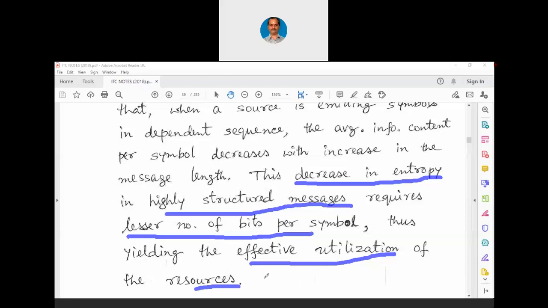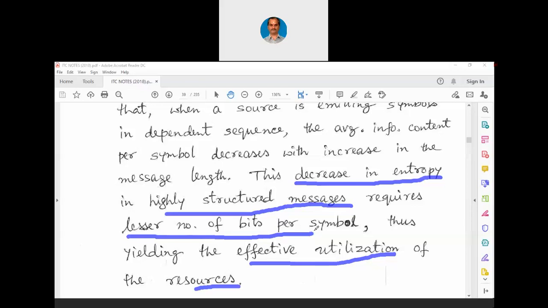Now that is not possible in the case of the BMTC bus or the people, but that is possible in the case of information theory. How? Here the decrease in entropy in highly structured messages requires a lesser number of bits per symbol. That is the meaning of that G1, G2, G3, G4, G5, and it goes on like that.